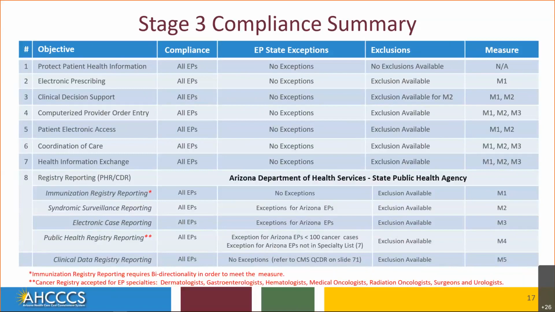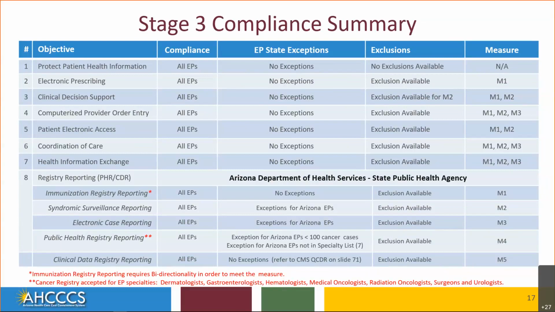Then in the next column is the exclusions column, and it tells you if there's exclusions just generally allowed by CMS. And so you can go down that to see whether there are exclusions or not. For protect patient health information, which is objective 1, no exclusions are available to any EPs for that. And in the last column, it tells you how many measures are inside each objective. So for protecting patient health information, it says not applicable because there's only one objective. There's not multiple measures inside that objective.